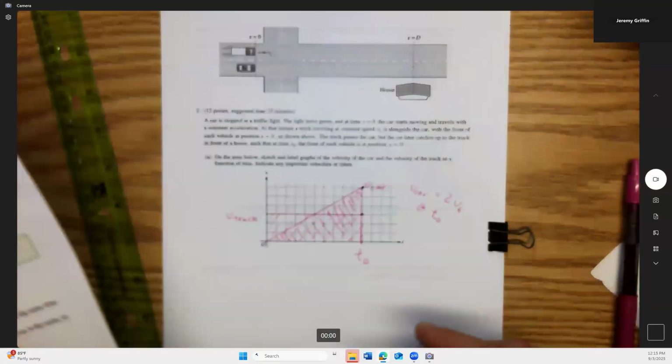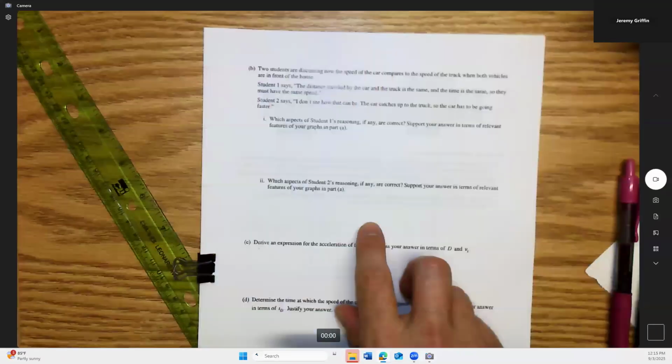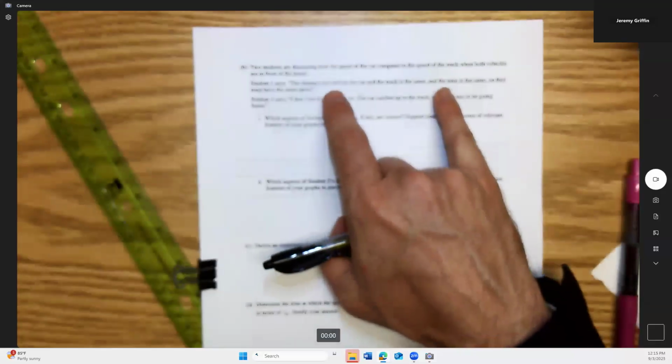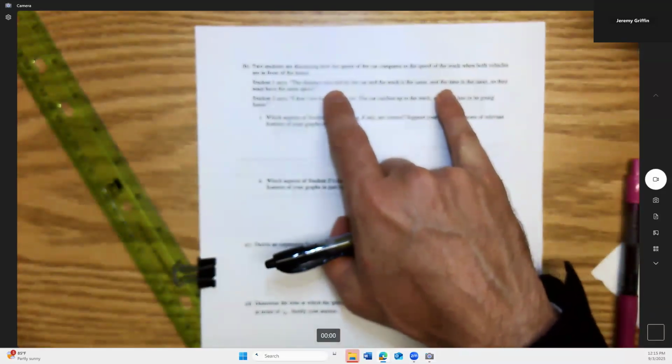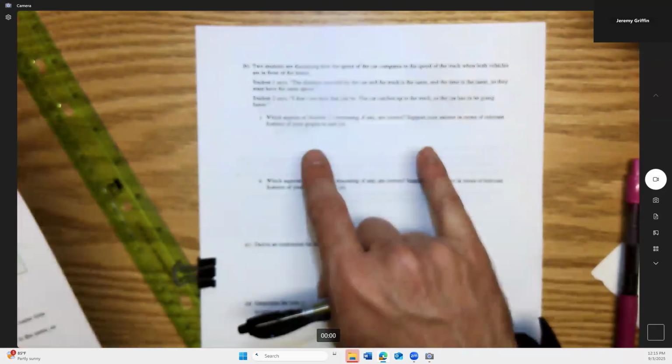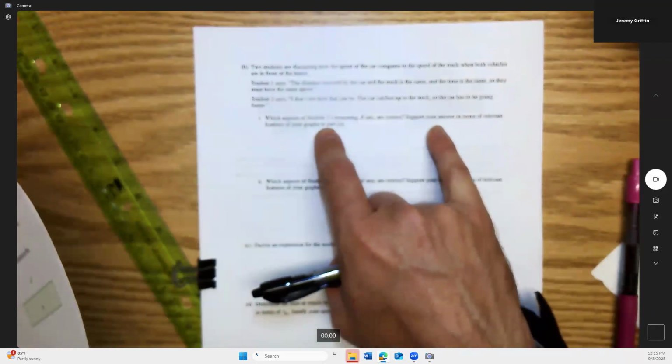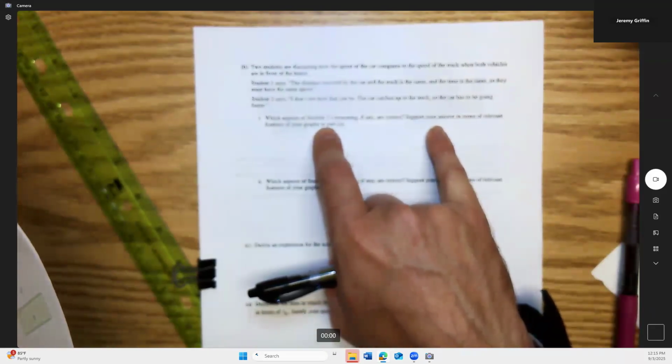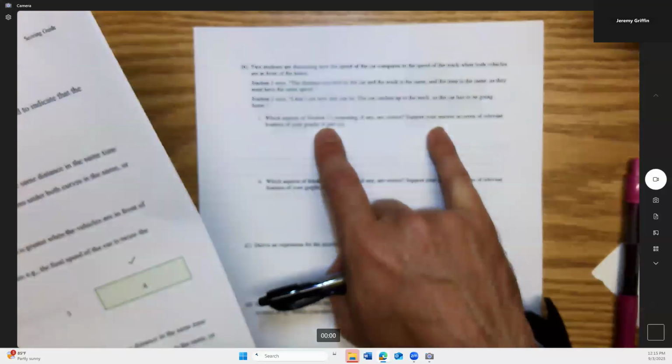Right, part B. This is where the two students are talking. Student 1 says the distance is the same and the time is the same, so they must have the same speed. Guys, what about that is correct? Do they move the same distance in the same time? Yes, they did. Okay, so you could write that.